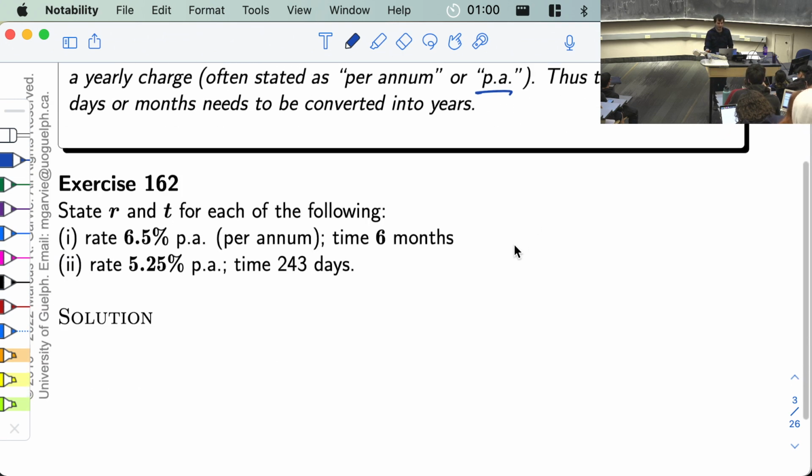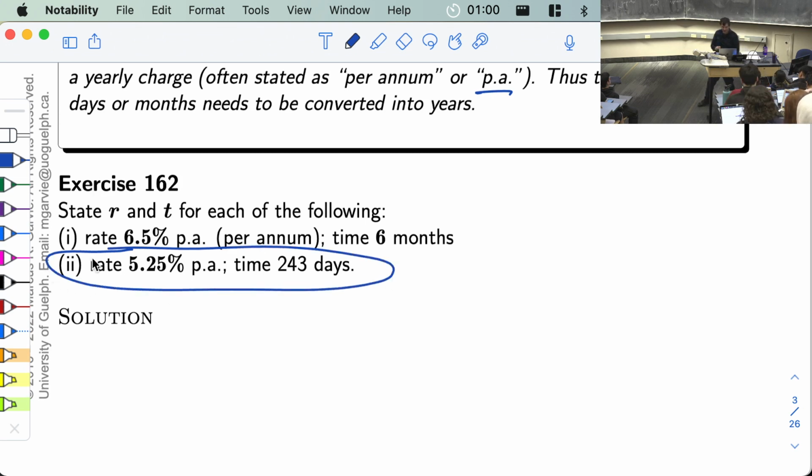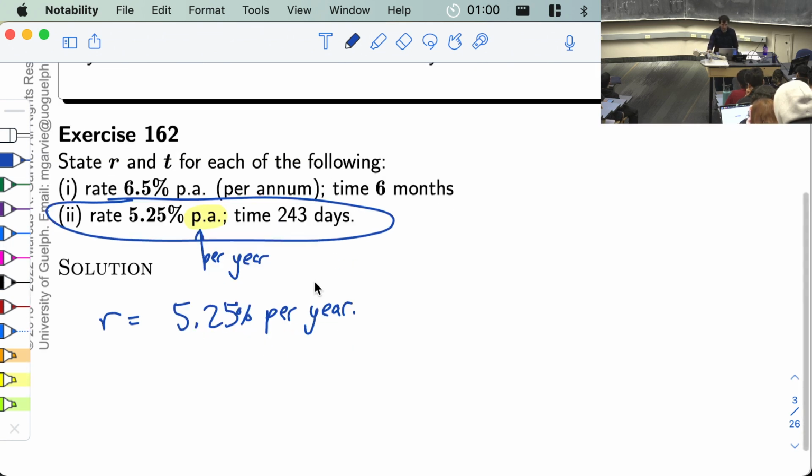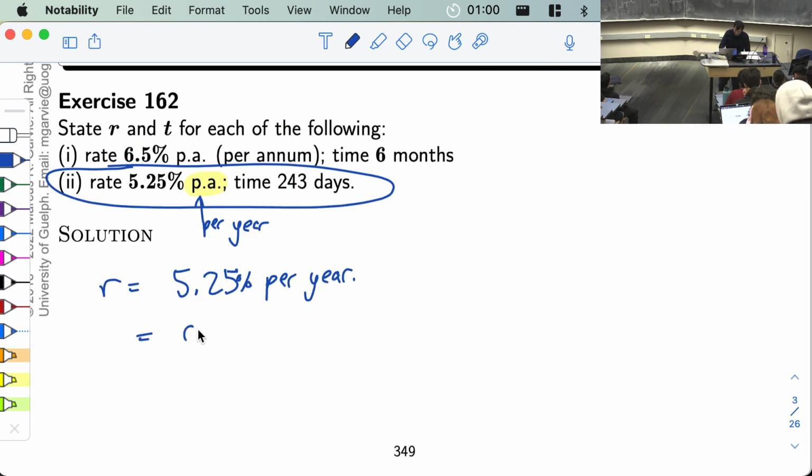So we'll do an example here. Let's do example 162, part 2. They have the rate is 5.25% PA, and the time is 243 days. And a little secret is that PA means per year. So the rate is 5.25% per year, which you could rewrite as 0.0525. A percent is 1 over 100. And then you could keep it as 1 divided by years, right?